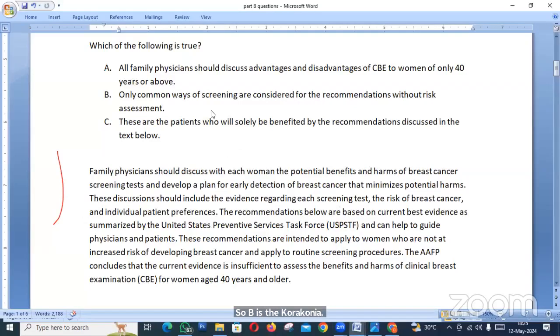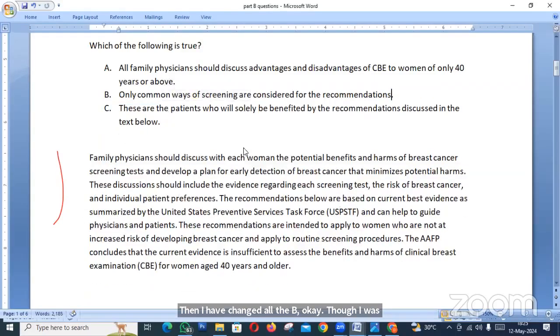Then I have changed the B now. I'm saying without risk assessment, so I will make it clear: only screening methods are considered for the recommendations. So these are the patients who will solely benefit. Let us move to the next question. I will make it better tomorrow, and we will discuss this question again.